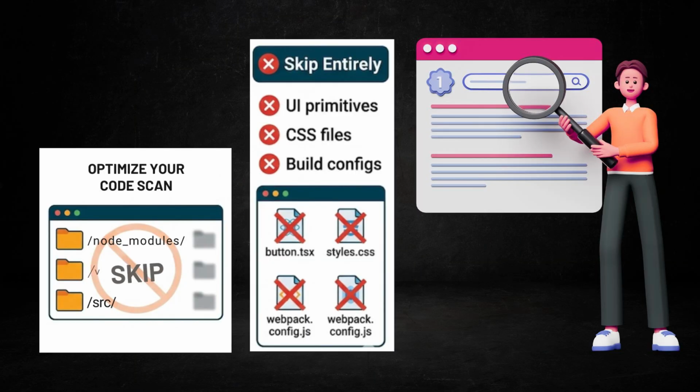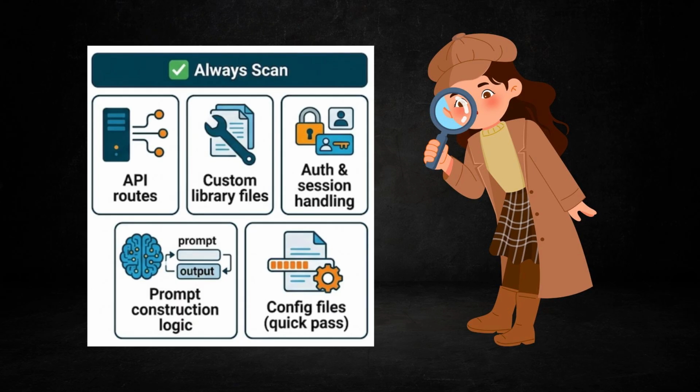First, skip the boilerplate. If you're using SHAD CNUI, Material UI, or similar libraries, don't scan those files. They're generated, widely audited, and rarely the source of real vulnerabilities. Scanning them just dilutes your findings. Focus on API routes, custom library files, auth and session handling, and anything constructing prompts. Quick pass on config files and skip UI primitives, CSS, and build configs entirely.